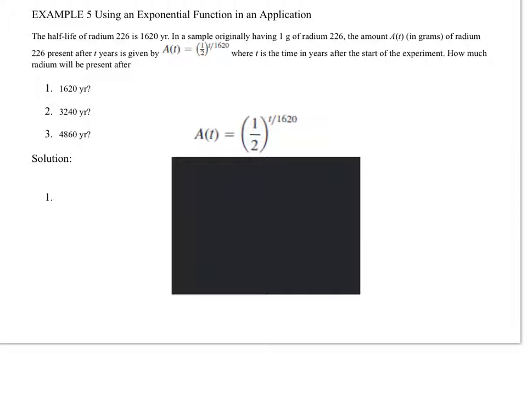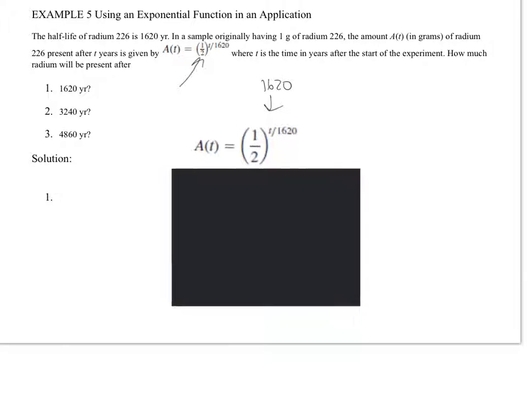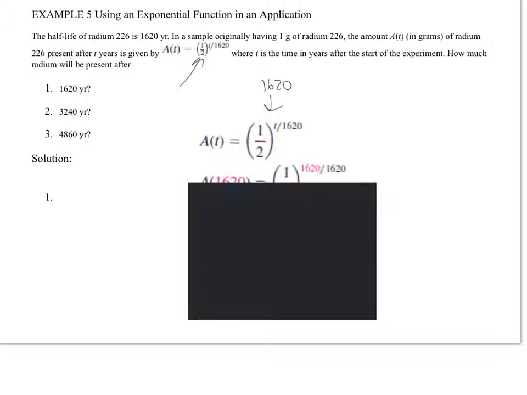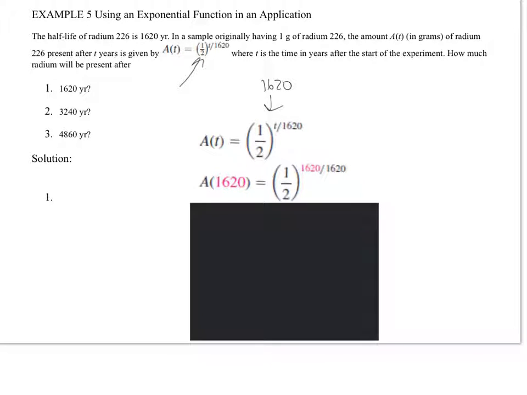For number 1, here's the formula we're going to be using, just as we said before. And this time we know our value of t. So wherever we see t, we're going to plug in 1620. Let's go ahead and plug that in. We end up with the following: we plug 1620 into our function. Wherever you see t, you go ahead and enter 1620.